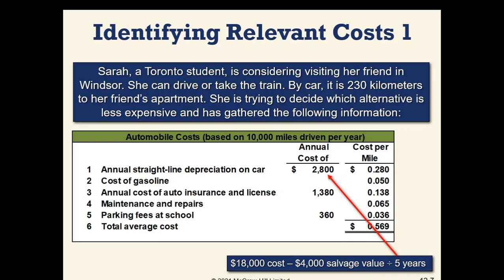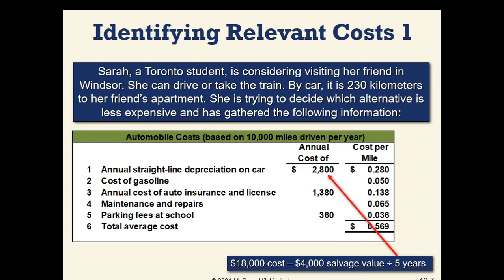So for example, Sarah, a Toronto student, is considering visiting her friend in Windsor. She can drive or take the train. By car, it is 230 kilometers to her friend's apartment. She is trying to decide which alternative is less expensive and has gathered the following information.